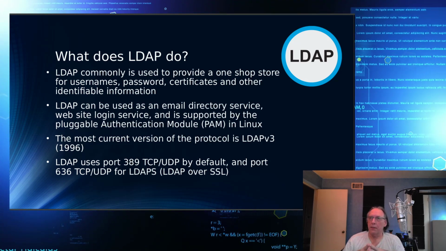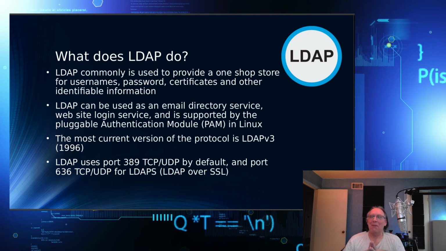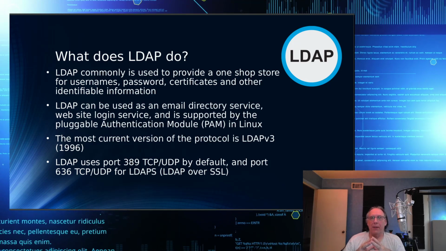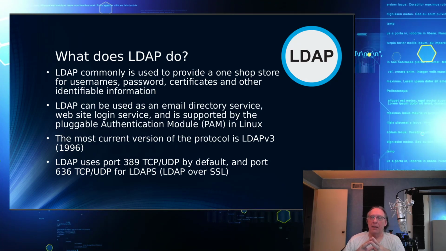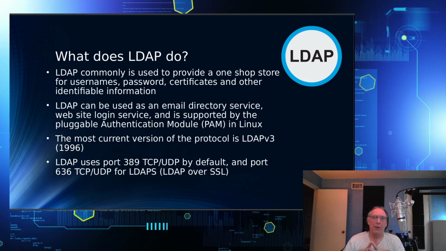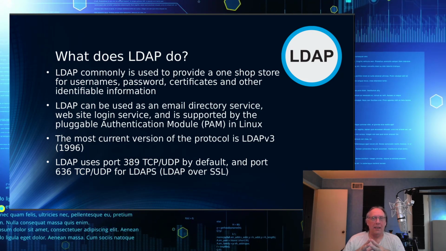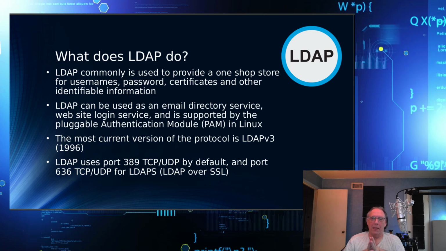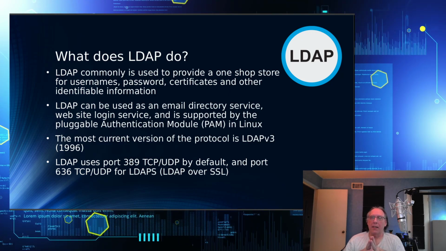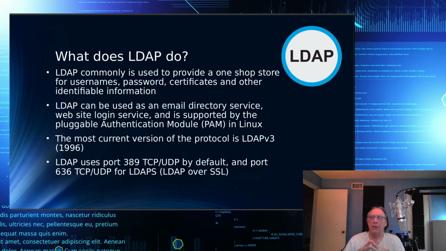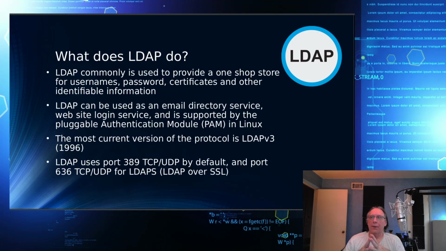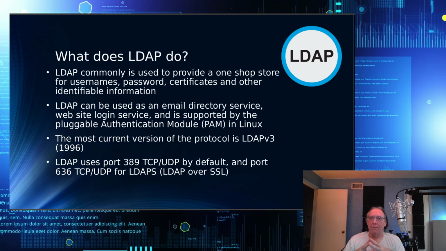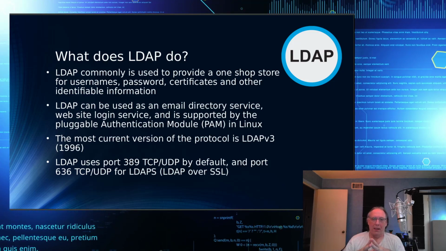The most current version of the protocol was developed in 1996, and its version 3 has not changed since then. LDAP uses port 389 by default, and that's both TCP and UDP, and that is unencrypted. So any information you put across that port will be in the clear on your network. Port 636 is reserved. It also works for TCP and UDP, and that's reserved for LDAP over SSL, or LDAPS, although you don't have to specify LDAP or LDAPS anymore. It will figure it out.